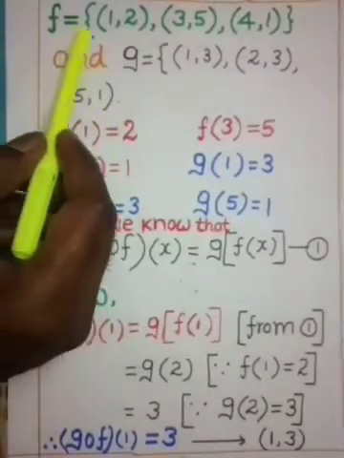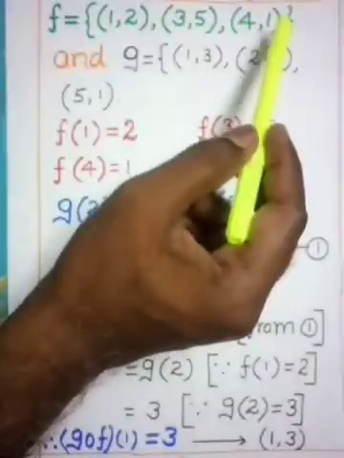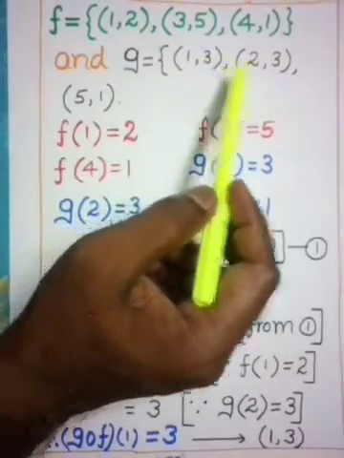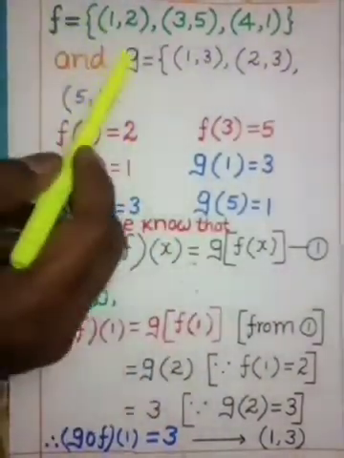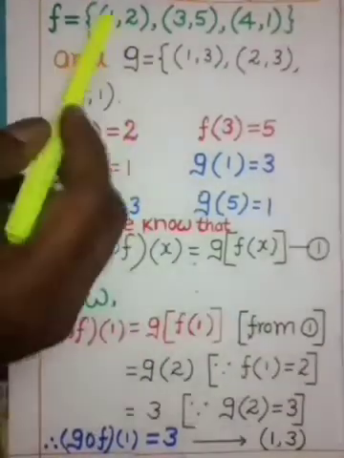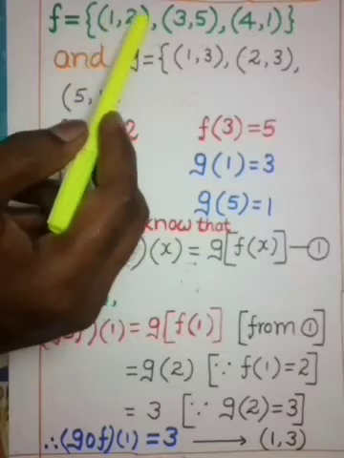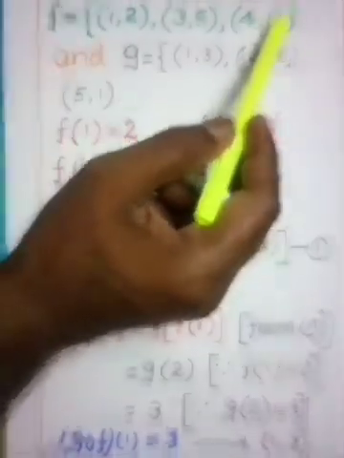See, f is equal to set {(1, 2), (3, 5), (4, 1)}, and g is equal to set {(1, 3), (2, 3), (5, 1)}. These are the given functions f and g. So here we can write these functions like this. The image of 1 is 2. Here the image of 3 is 5. The image of 4 is 1.